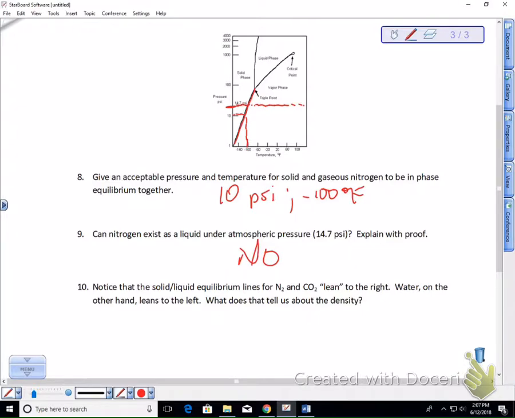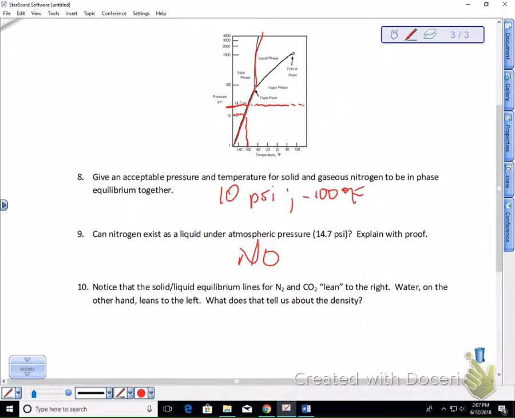And then finally, number 10, this is kind of an all-encompassing question. Notice the solid-liquid equilibrium lines for N2 and CO2 lean to the right. So this is a bit leaning to the right. Water, if you remember, I pointed out water earlier, leans to the left. What does that tell us about the density? That's really a cool part of phase diagrams.